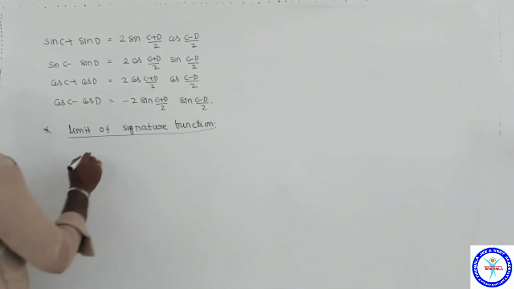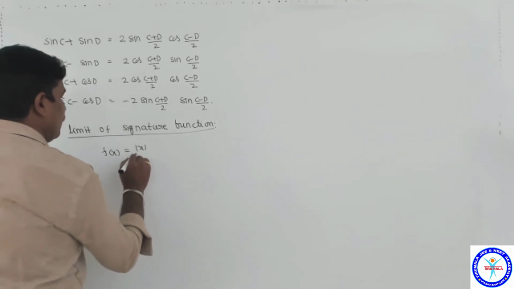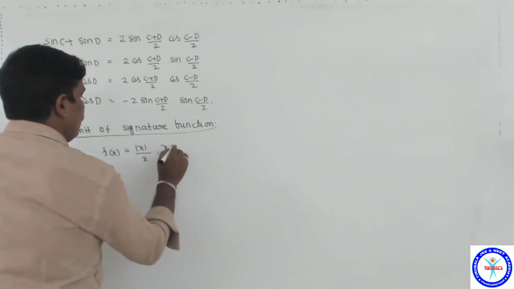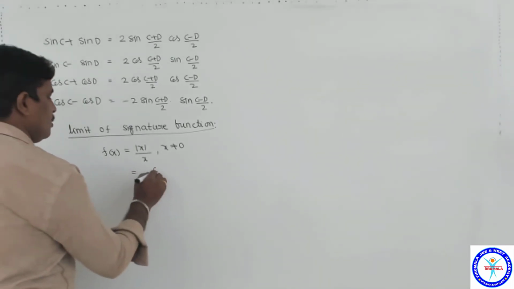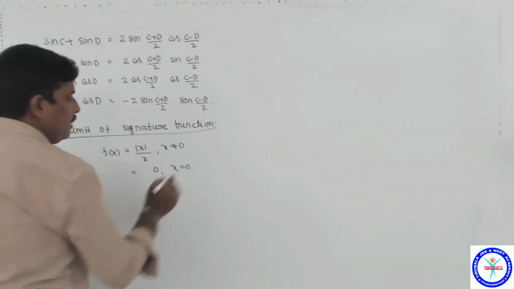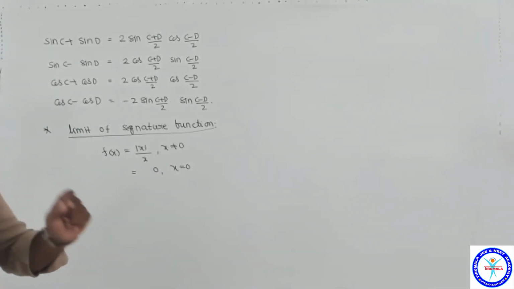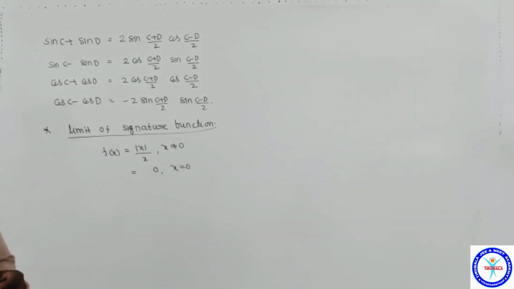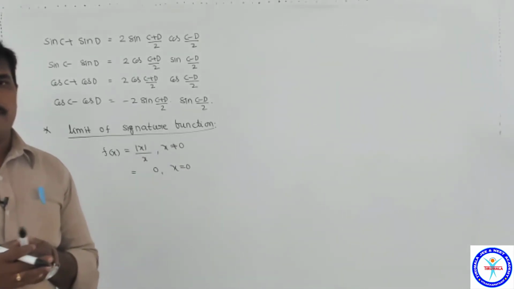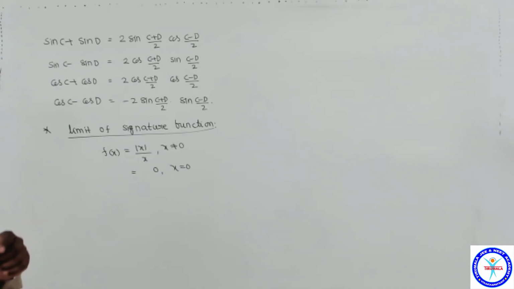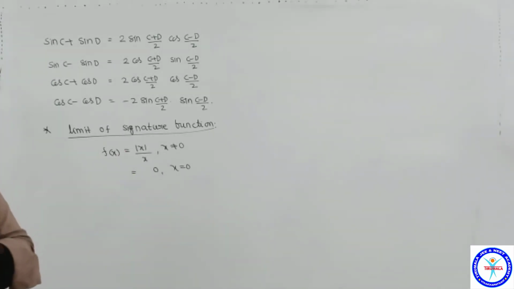Here, this is the signum function. f of x equal to mod x by x when x not equal to 0, and equal to 0 when x equal to 0. Here examine the limit of f of x at 0. Examine means first of all you have to find the left limit at 0 and then the right limit at 0.